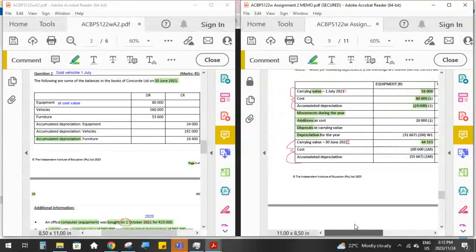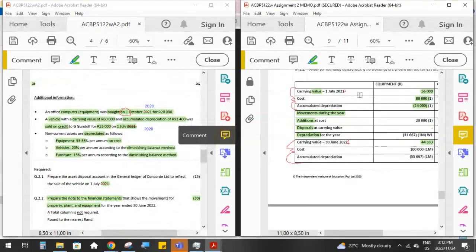So let's do equipment first in terms of the movement. So we go and look at the information that we've been given and we look for details about equipment. Were there any additions during the year? Go and read. Yeah, we said office computer was bought on the 1st of October for 20,000. So in my note, additions is always recorded in this column at cost. So I added 20,000 to my cost for equipment, and that's all you write down there is what was the purchase price of any equipment that you purchased.